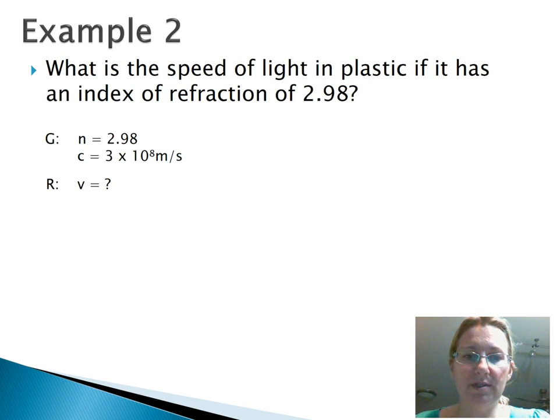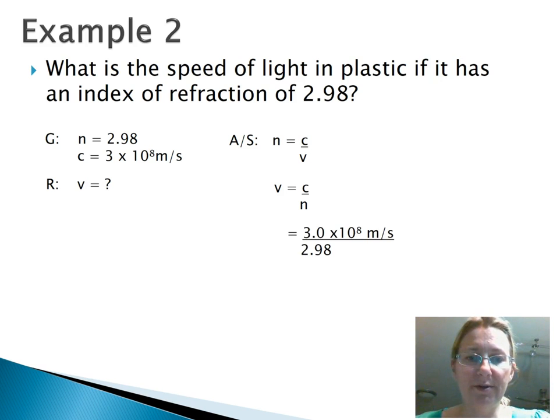so we're trying to solve V. So we're going to start again with our formula, N equals C over V. Now we're going to reorganize our formula to solve for V. So V equals C over N. Now we can actually just sub in our numbers and solve our equation. Now, we don't have times 10 to the 8 meters per second here, so that can't cancel.